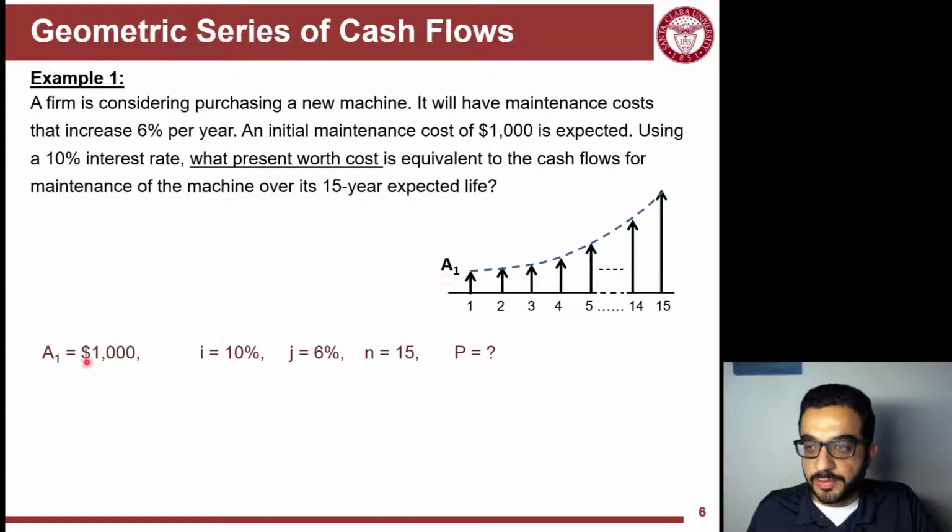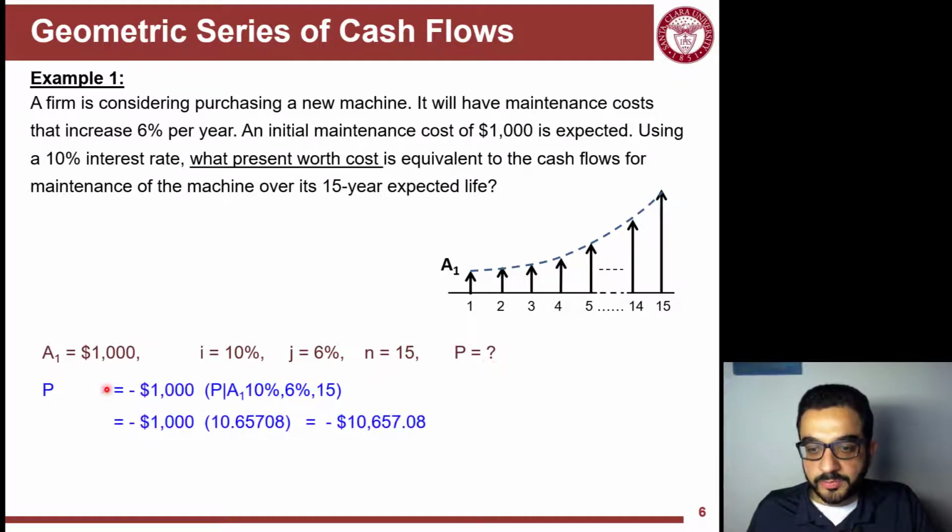A1 here is equal to 1,000. I is 10%, J is 6%, N is 15. The question is, what's P? So that's a straightforward problem. Just P is equal to A1.